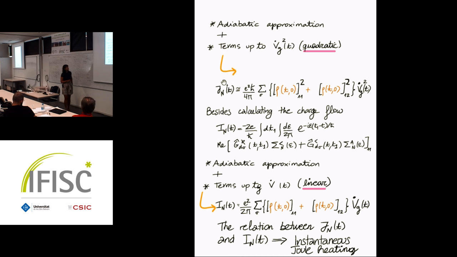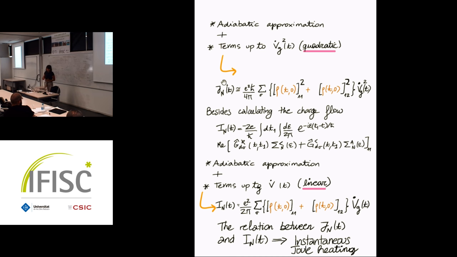And we see that we can have some kind of one-by-one relation between this term and this term, and this term and this term, in the way that we can make a kind of separation in terms of instantaneous Joule law for the normal part and the anomalous part, as we obtained before. But what I want to emphasize here is that we have the same result as before, but we are arriving at this in a very different way.